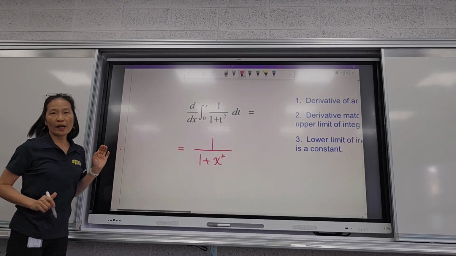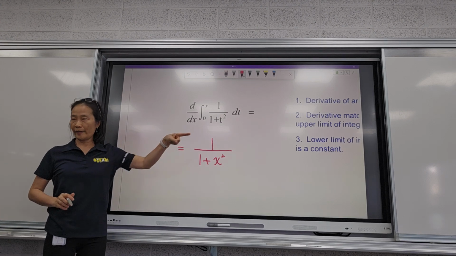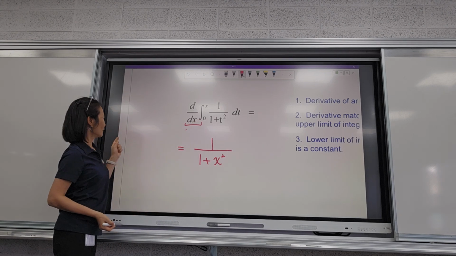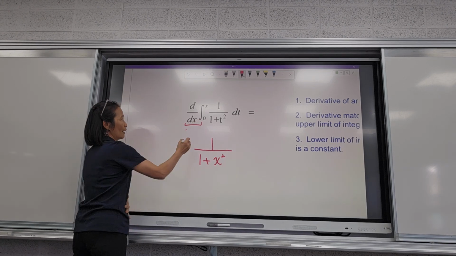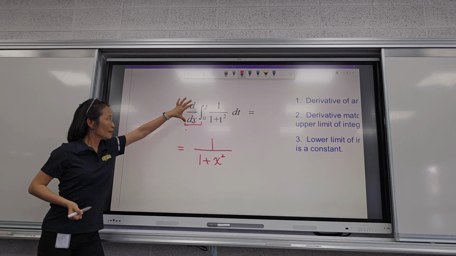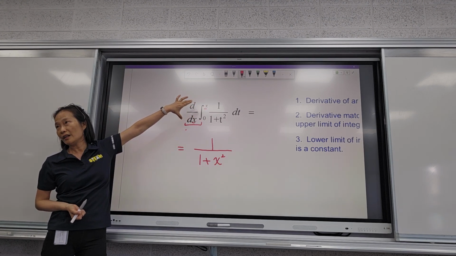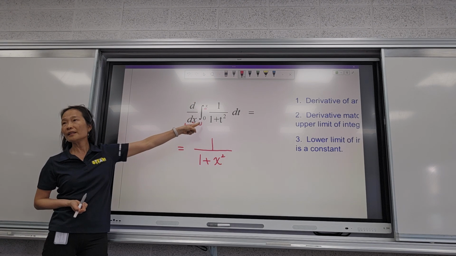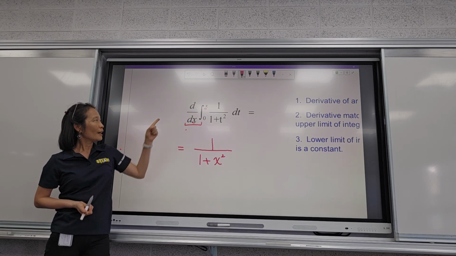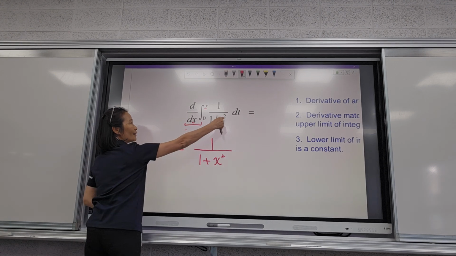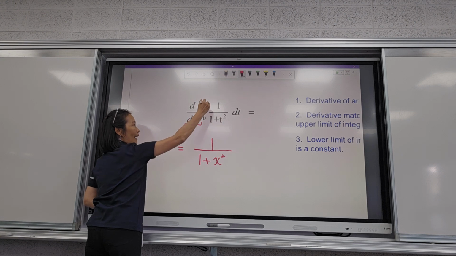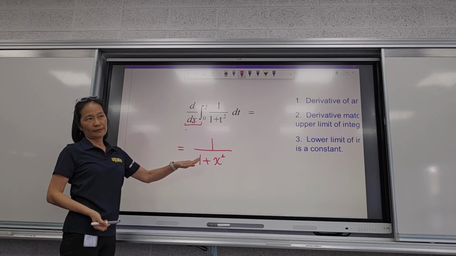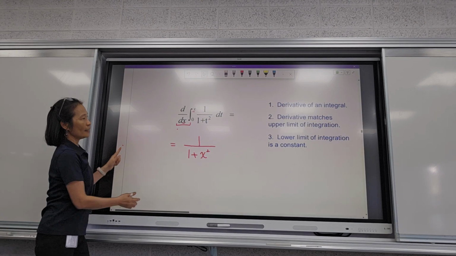There are a few things we need to check when we apply this fundamental theorem of calculus. First, do you have the derivative of the integral? Yes. Second, does the variable match? This is x, this is dx, it matches. Number 3, is the lower limit a constant? If so, then we can just replace the variable t with x and be done with it.